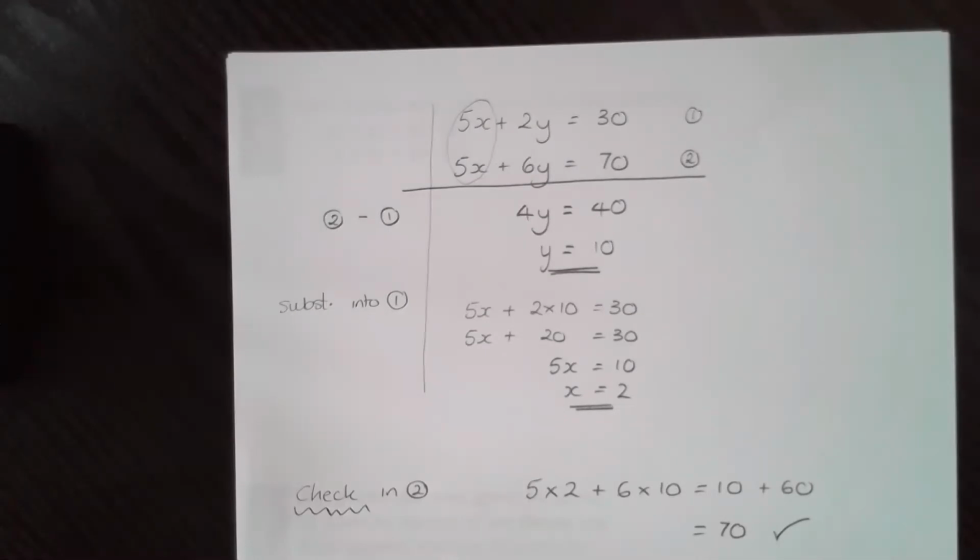So this method of subtracting one equation from the other to get rid of one of the variables is called elimination. As by doing the subtraction here, we've managed to eliminate x.